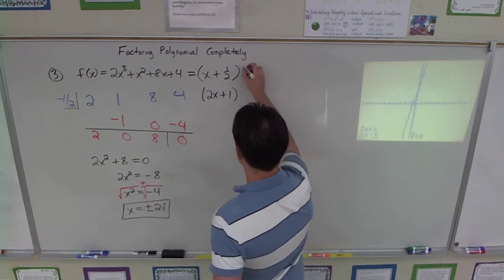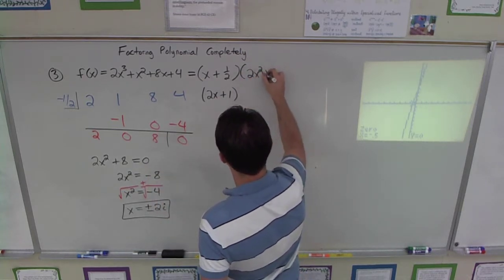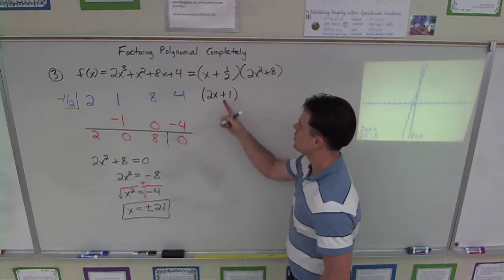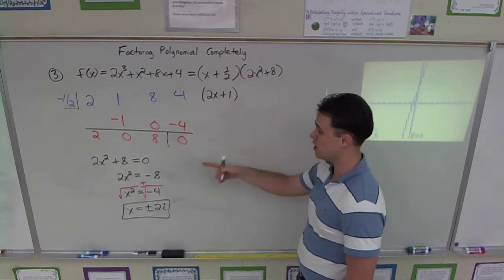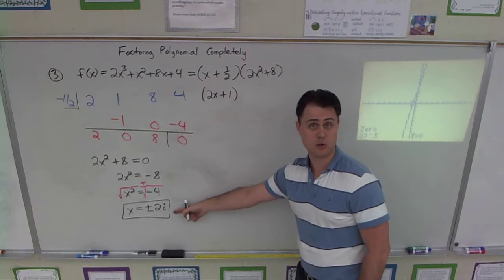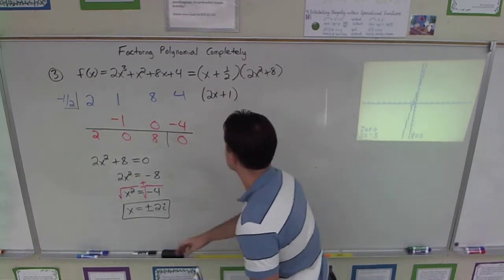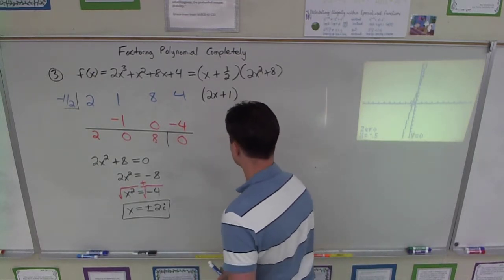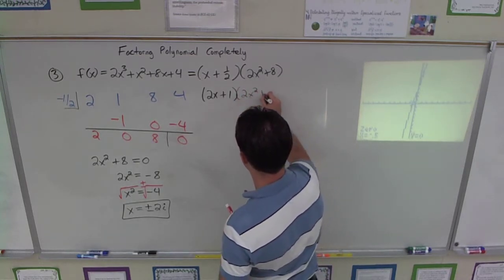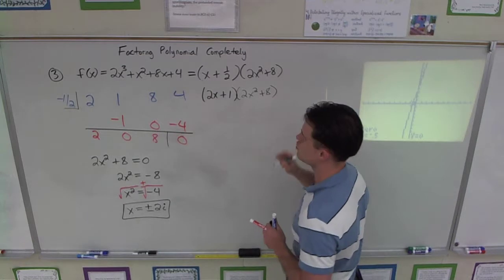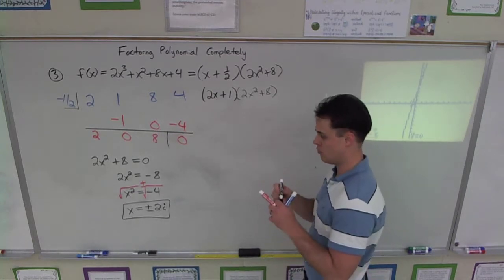And the rest that we got was 2x squared plus 8. You might be expecting to have to get linear factors, but remember, this guy doesn't factor anymore because you have complex imaginary zeros. So that's what I'd want to see for the complete factorization. Either this or same thing right here. Either one of those would be the complete factorization of that problem.